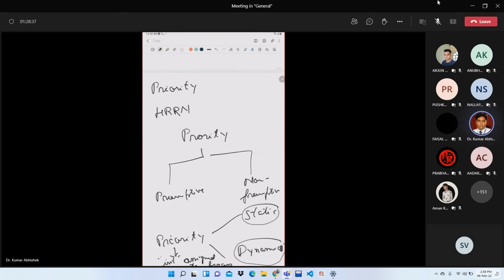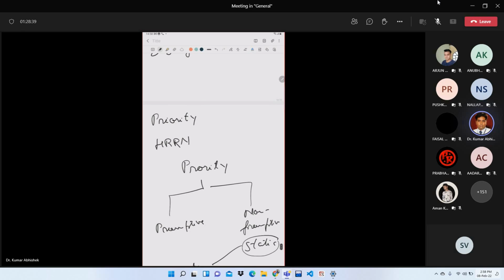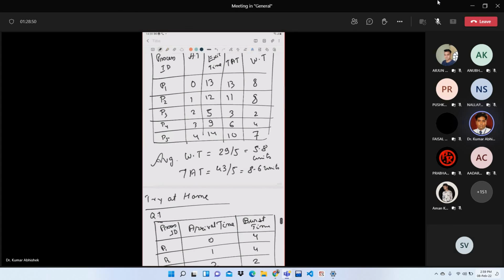In the next class, we will be seeing examples of priority, HRRN, and also one more example, and that will end our scheduling. Along with that, I will also discuss these examples. Try at home.